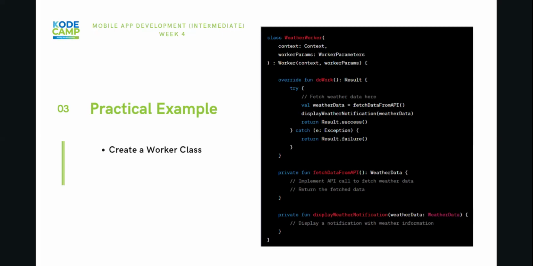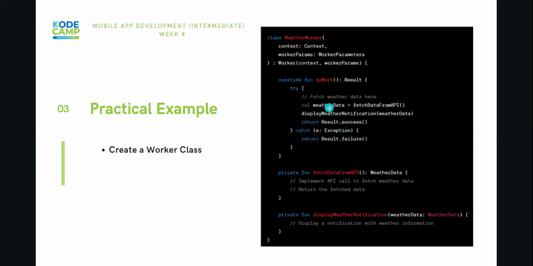You create a worker class that takes in a context and worker parameters, and then you extend the Worker class. The WeatherWorker here is our class name, and we're extending the Worker class that takes a context and some parameters, which we're calling workerParams. When you extend the Worker class, you have to override the doWork function, where you can use a try and catch. You can just get your weather. This line here is just to fetch data from an API.